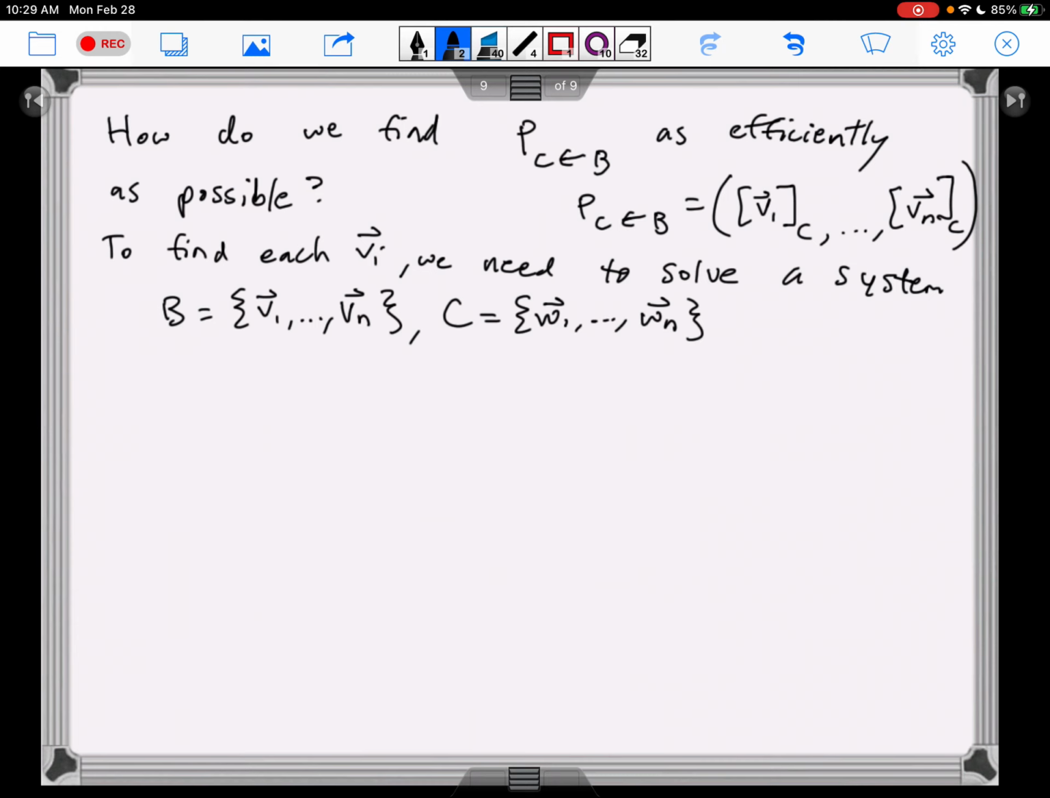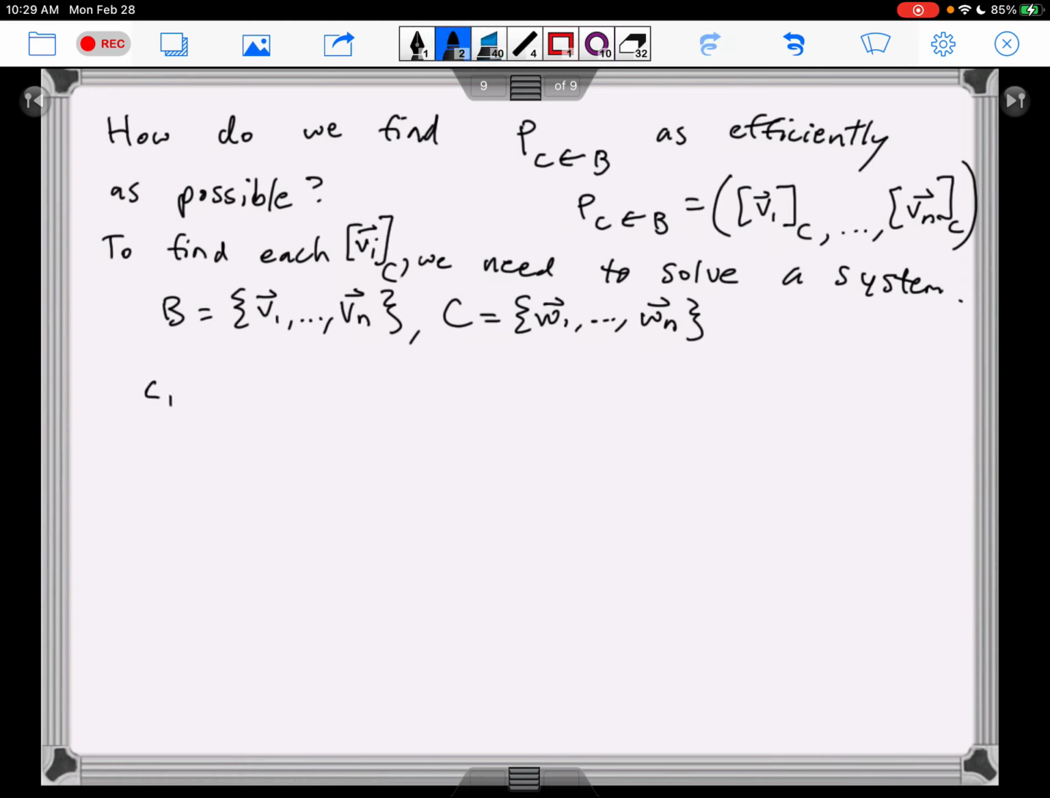So to find Vi, we need to solve a system. So what's our system going to be? Well, to find each Vi relative to C, right? That's what we're looking for. We need to find each of these. We have n of these to find. How do we find them? So we need to solve a system. What's the system going to be?